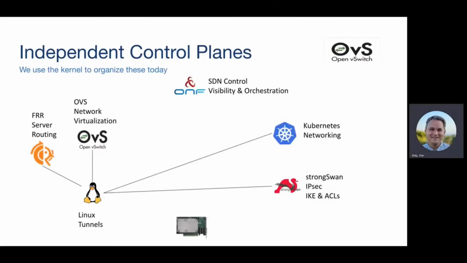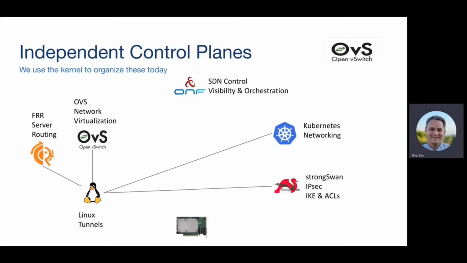And if you would take all of those different functions that we just described and try to map out their control planes, they're all sort of independent. And today we tie all these together with the Linux kernel so that FRR can have a routing table. OVS uses different functions with the tunnels. Kubernetes is very native with Linux, and StrongSwan ties in there as well. There is really no SDN linkage in here.